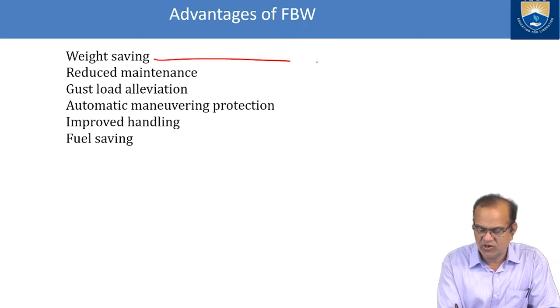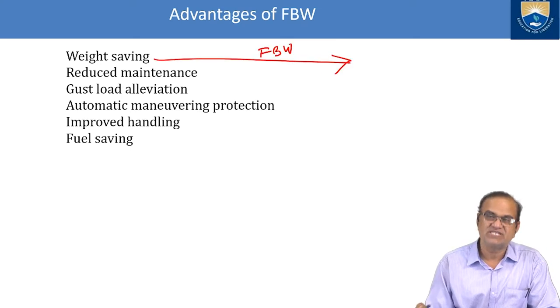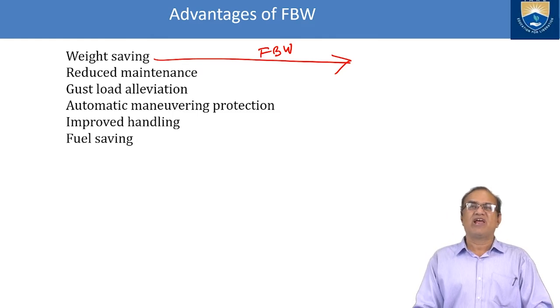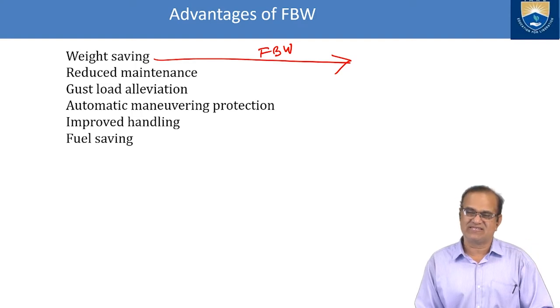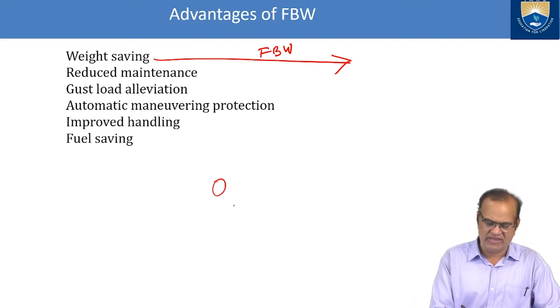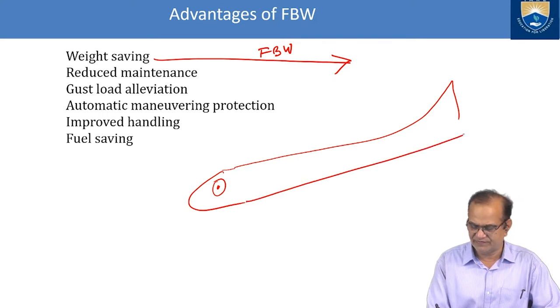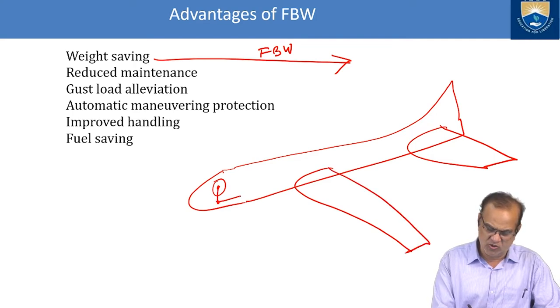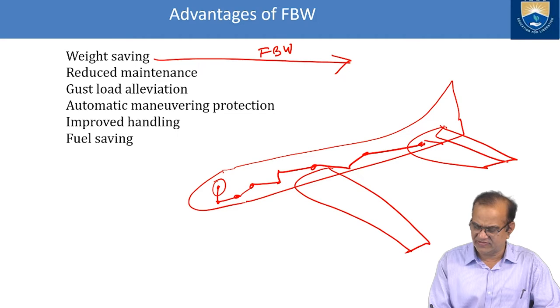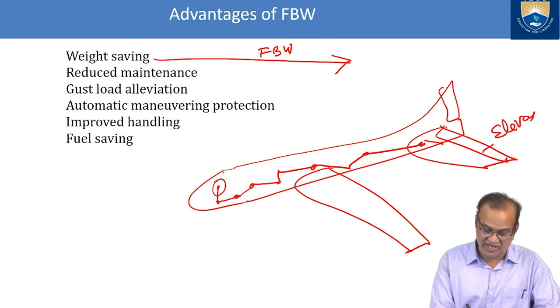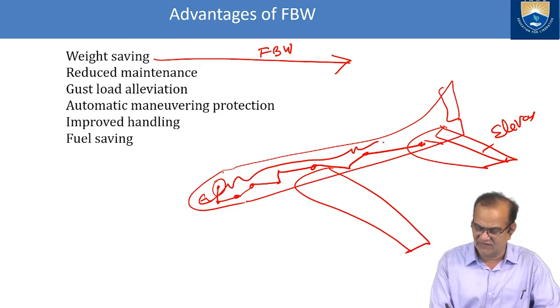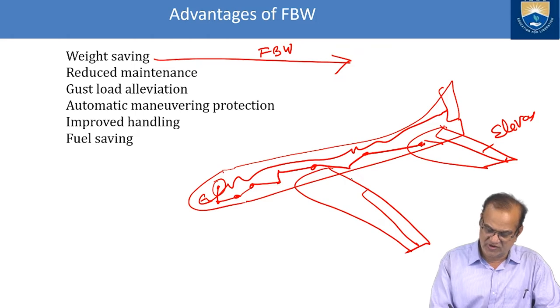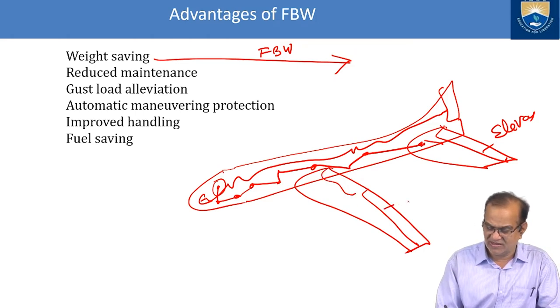So, how does your FBW save the weight? Just now I told you that in fly-by-wire system, we don't use the mechanical linkages. You know that from the pilot, if you take a Boeing or Airbus, the pilot is here and your aircraft is here, your horizontal tail, your wing is here. From here, so many links will come like this to operate the elevator. And here is the rudder. Another link will come from here for the rudder. And for the ailerons, for flaps, for everything, different things will come here.